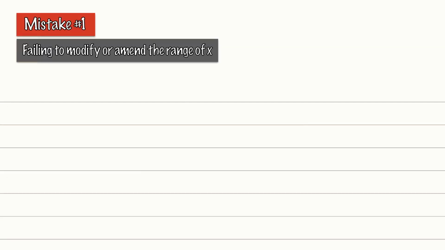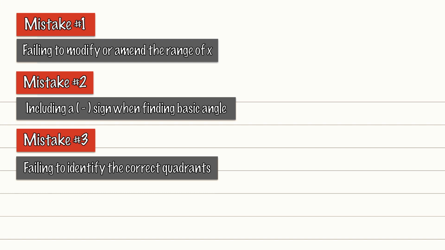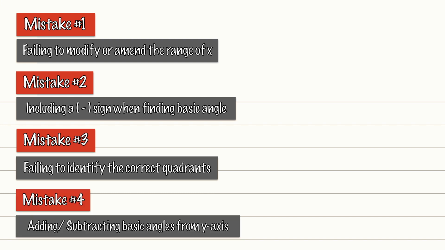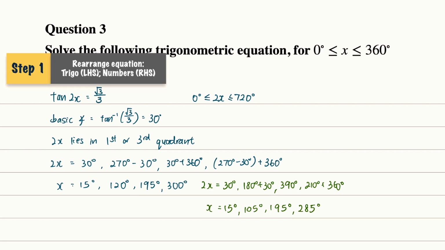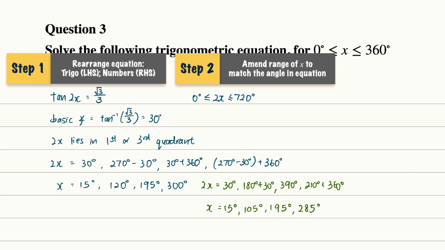So do your best not to commit these errors so that you can avoid careless mistakes in the examination. Instead, what we can do is to remember these 5 important steps to solving any trigo equations. Number 1, isolate the trigo ratio, meaning you shouldn't have any numbers before the trigo ratio, but just a coefficient of 1. Number 2, modify the range of x or the unknown if required.